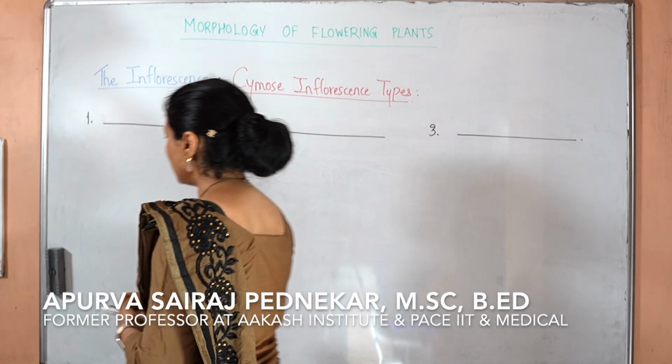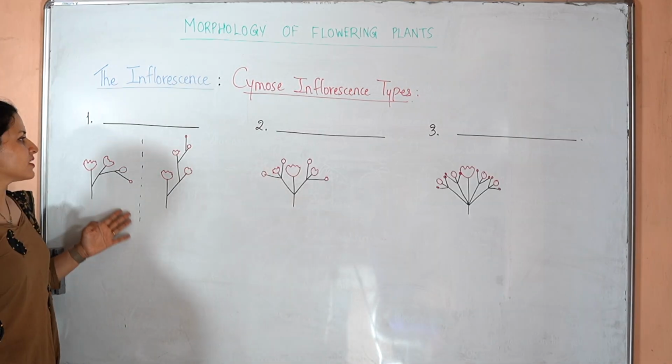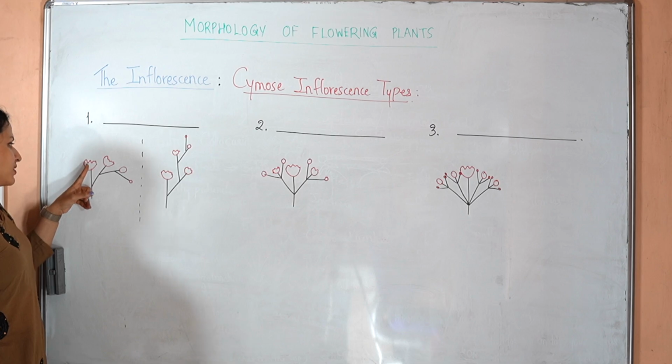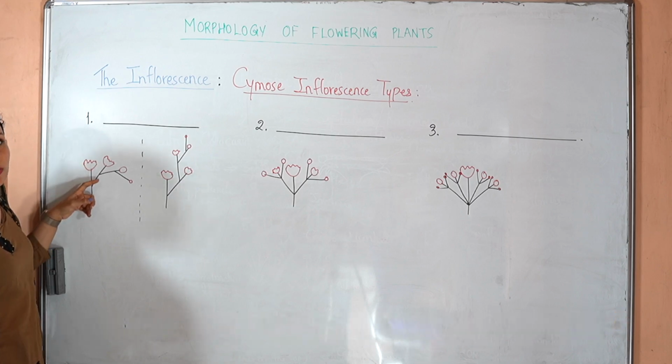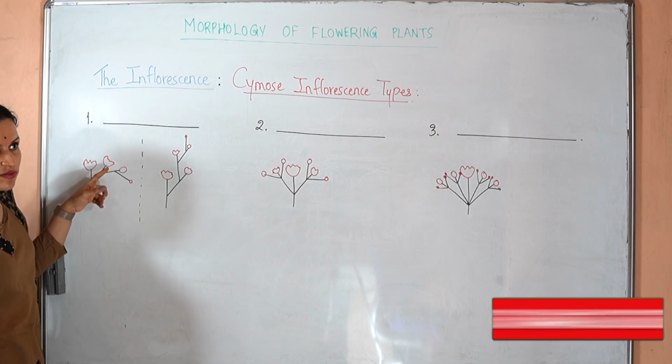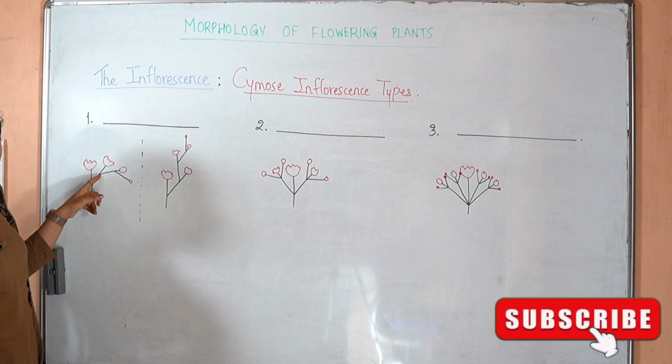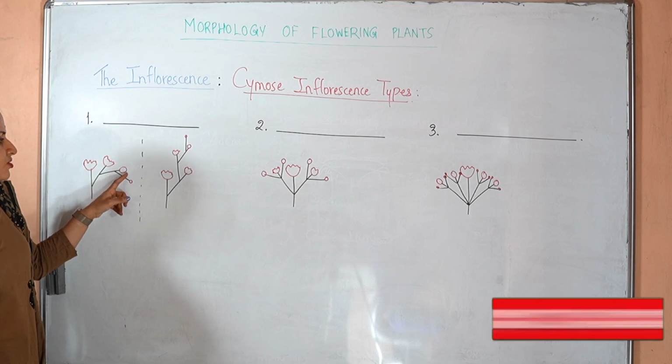Students, in this lecture we are going to do the different types of Cymose inflorescences. Let's look at 3 of them together. So let's look at the first case here. This was the original growing tip that terminated into a flower. The axillary bud formed a lateral branch which terminated into another flower. Then its axillary bud formed a branch that terminated into another flower.